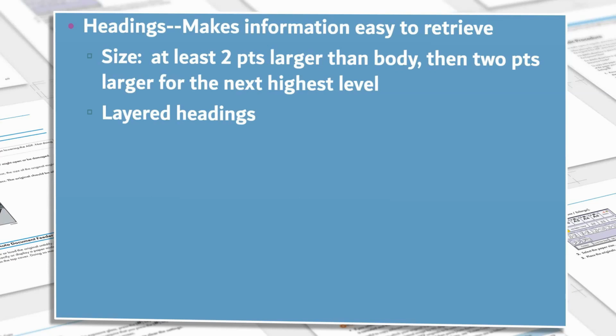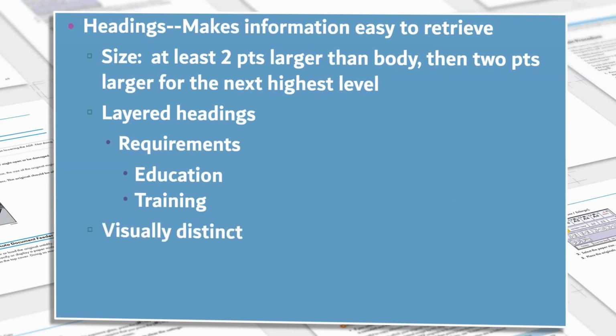Layered headings. You will have those multiple layers, and you can look at the syllabus for an example of this. I'll have assignments, and I'll break down the types of assignments underneath it. Usually they will be indented or made visually distinct in some way. And you can see it's all about making your organizational scheme apparent. Layered headings. Requirements would be a subdivision. Education would be a subdivision of that. Training would be another subdivision of requirements.